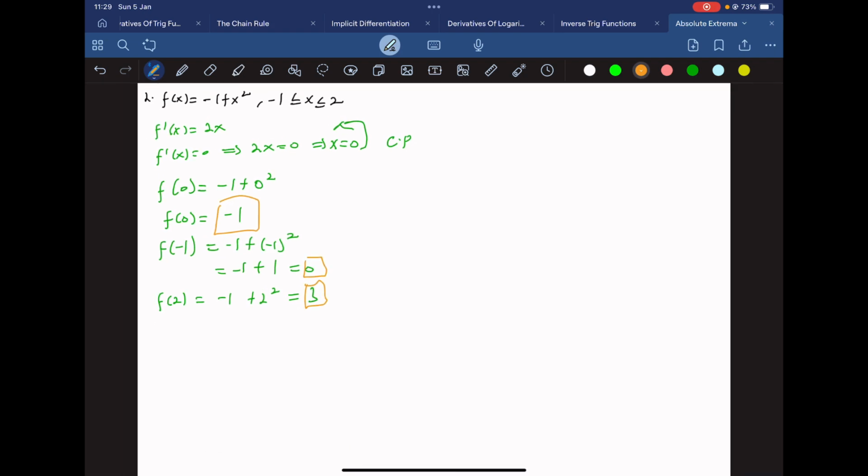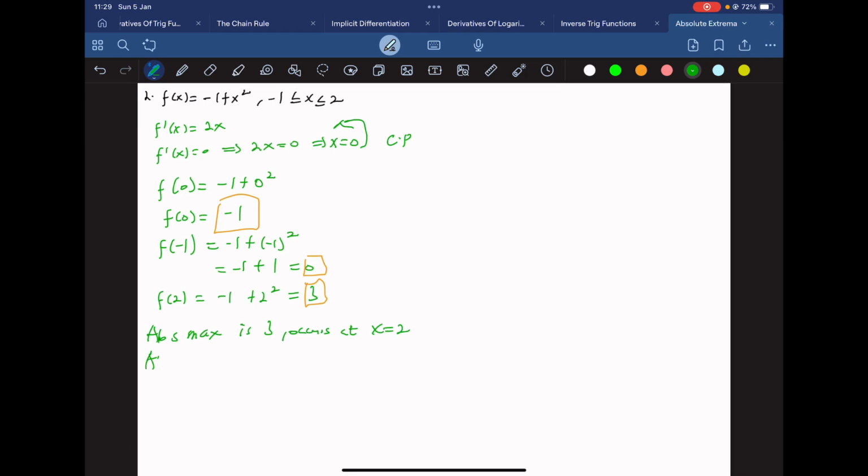So now we have to just choose between them, which one is the highest and which one is the lowest. So looking at this, the absolute max is 3, and where does it occur? We get 3 when x is equal to 2, so we say it occurs at 2, and the absolute min is negative 1. Remember, negative 1 is less than 0, and it occurs at x is equal to 0.